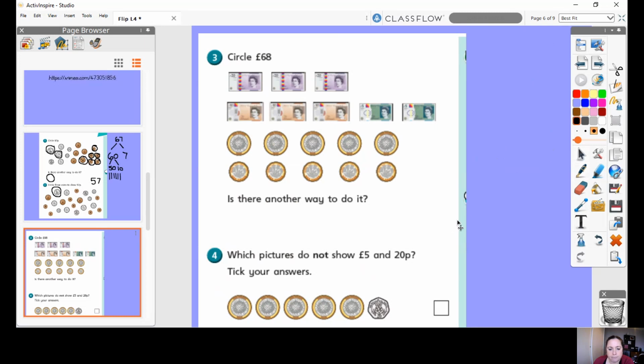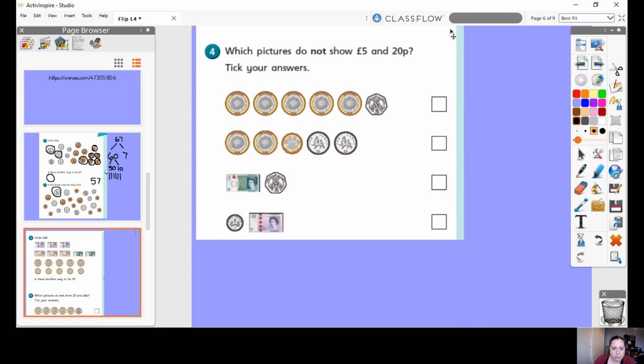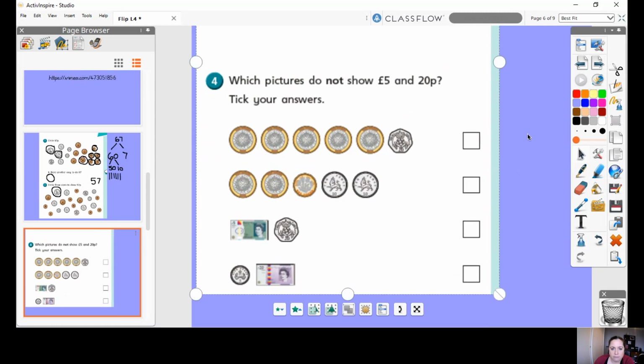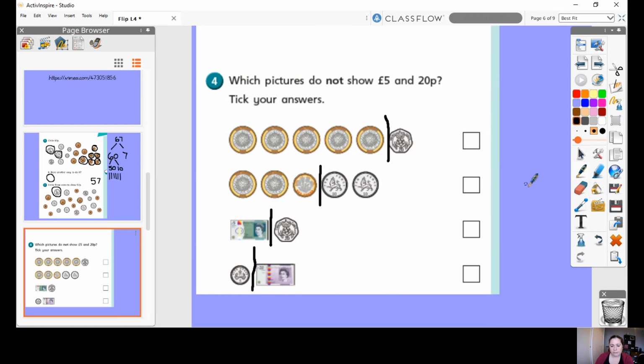Let's have a look at the next one. Oh, which pictures do not show £5 and 20 pence? What I'm going to do is I'm going to put a line between the pounds and the pence. And always remember that the pounds come first. So you've got to have a little look and think, right, does that line of pictures make £5 and 20 pence? I'm going to let you have a little go at that one on your own. So if you need to pause the video here, that's absolutely fine.